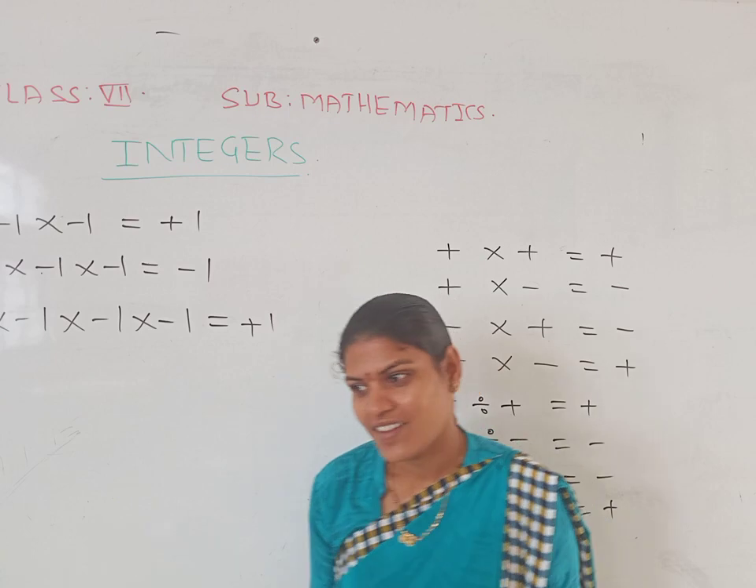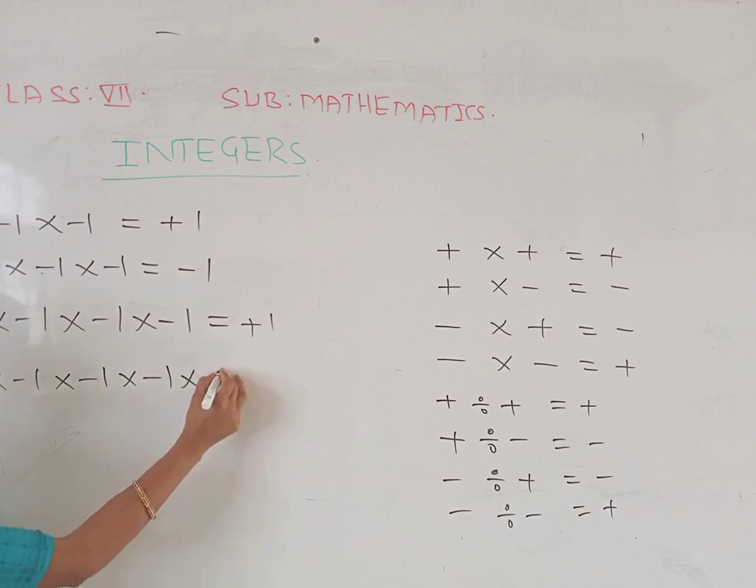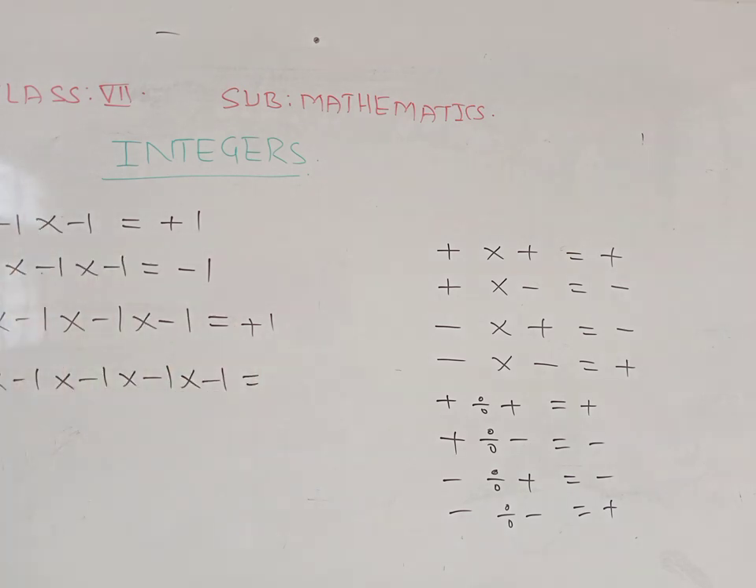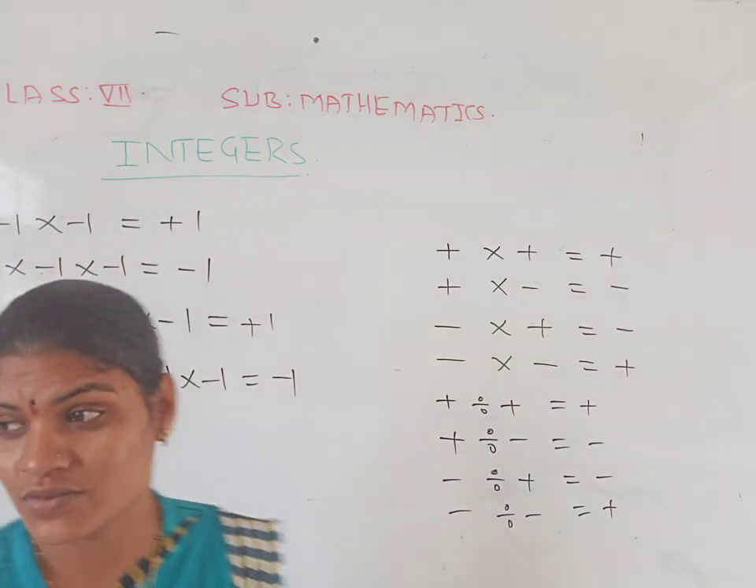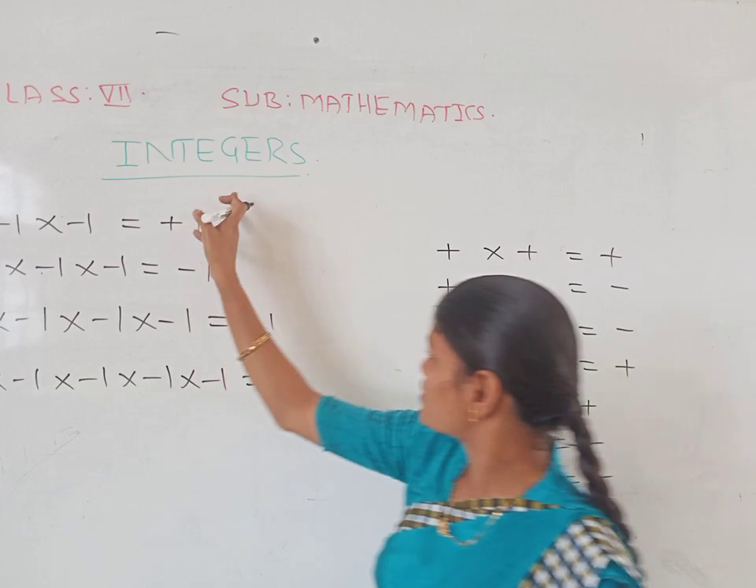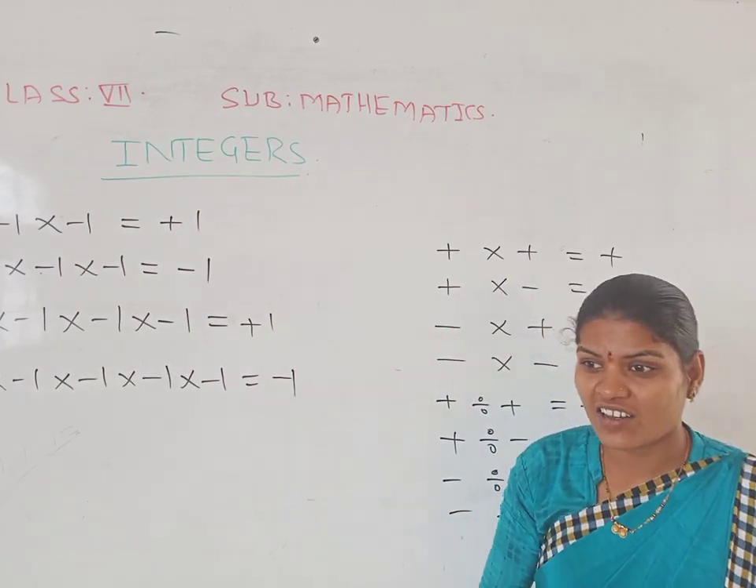One more? Yes. Minus 1 into minus 1 into minus 1 into minus 1 into minus 1. Minus 1. Yes, your answer is minus 1 again. Again, what is the magic here? Plus minus 1, plus minus 1. What is that magic here?